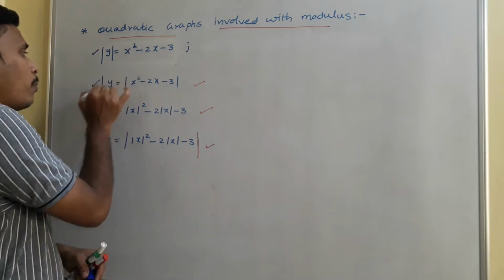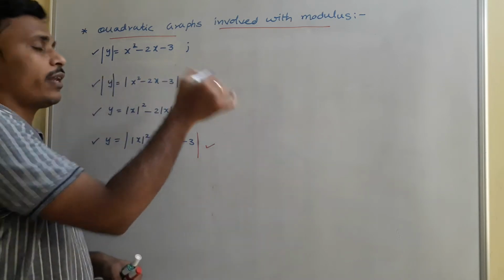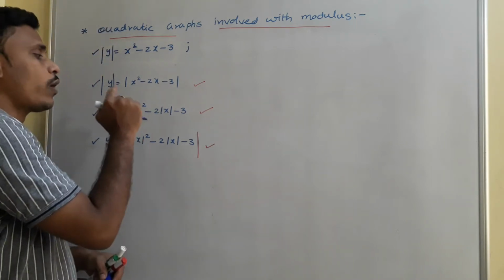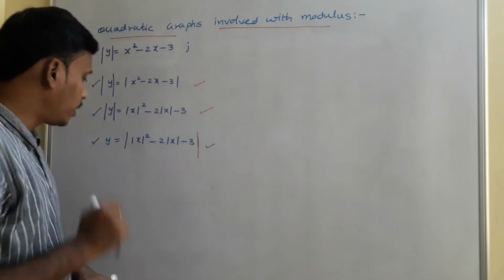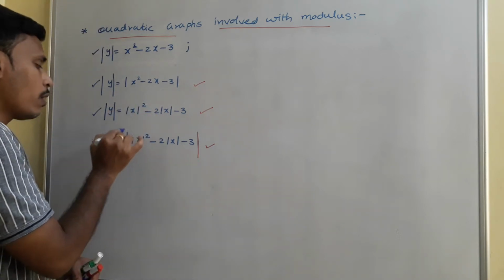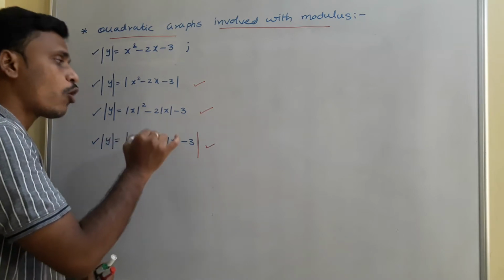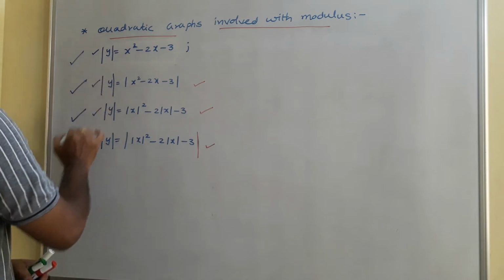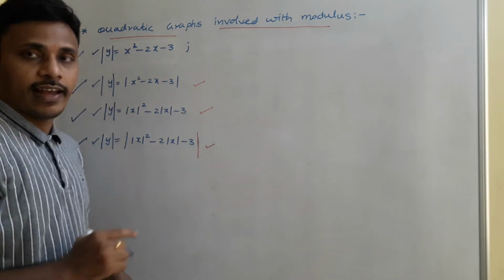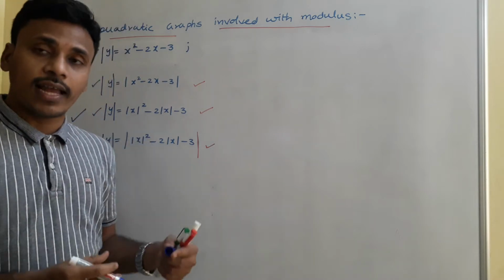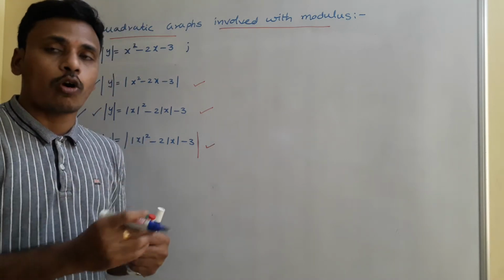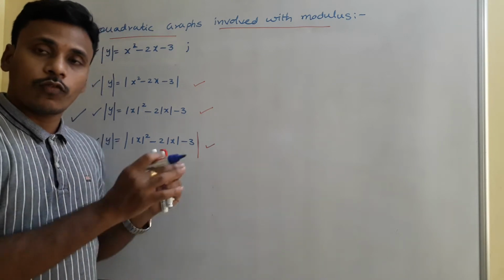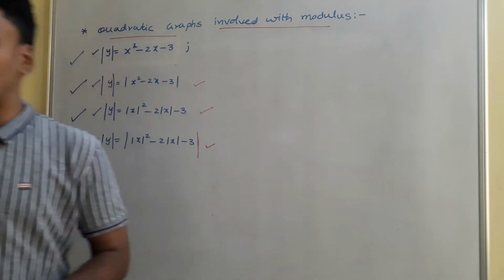and then we will sketch mod y is equal to mod x square minus 2x minus 3, and then modulus of y is equal to mod x square minus 2 mod x minus 3, and modulus of y is equal to modulus of mod x square minus 2 mod x minus 3. So now I am going to sketch these 4 graphs just with the help of yesterday's graphs. And then at the end of the class, I am going to give you some problems which we can solve using these graphs. First of all, these 4 graphs, and then some problems related to that.